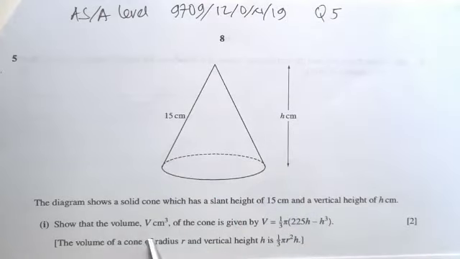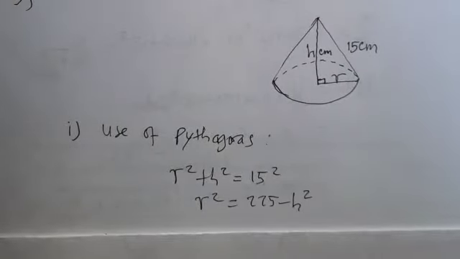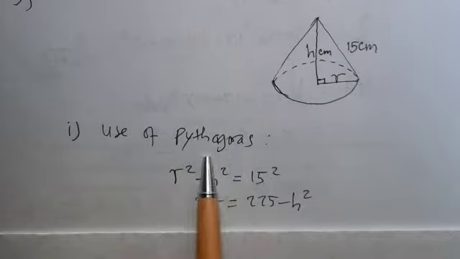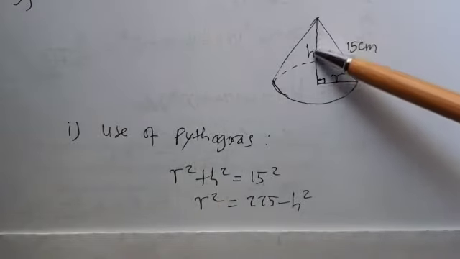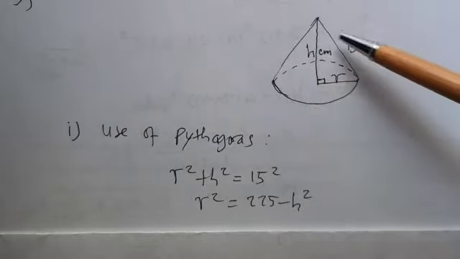Show that the volume V of the cone is given by V equals 1/3 pi times 225 h minus h cube. For this question, we use Pythagoras theorem. Thus, this is the vertical height, this is the radius of the base. The base is in the form of a circle, and this is the slant height.